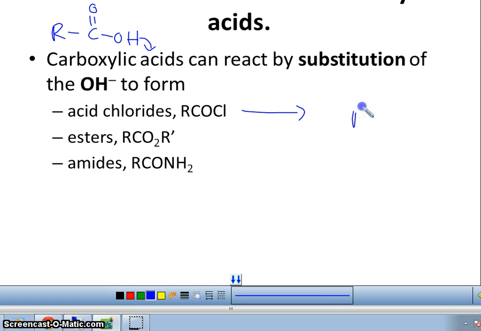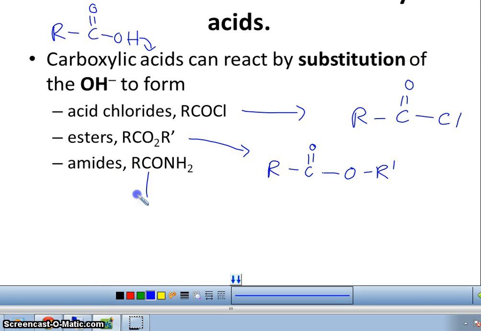Acid chlorides would be RC double bond OCl. Esters would be C double bond O from the carboxylic acid, and then OR' from the alcohol. Amides would be C double bond O, NH2. Remember amides, not amines. Amides are the acid derivative, with the -amide ending.